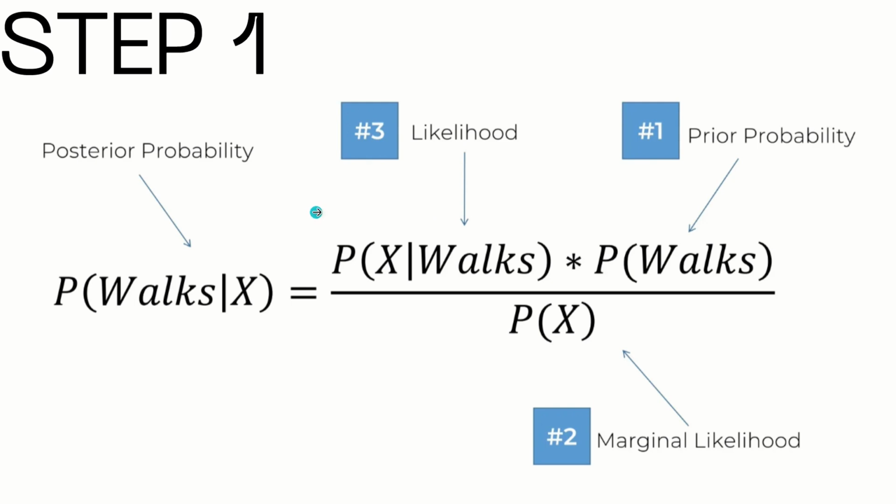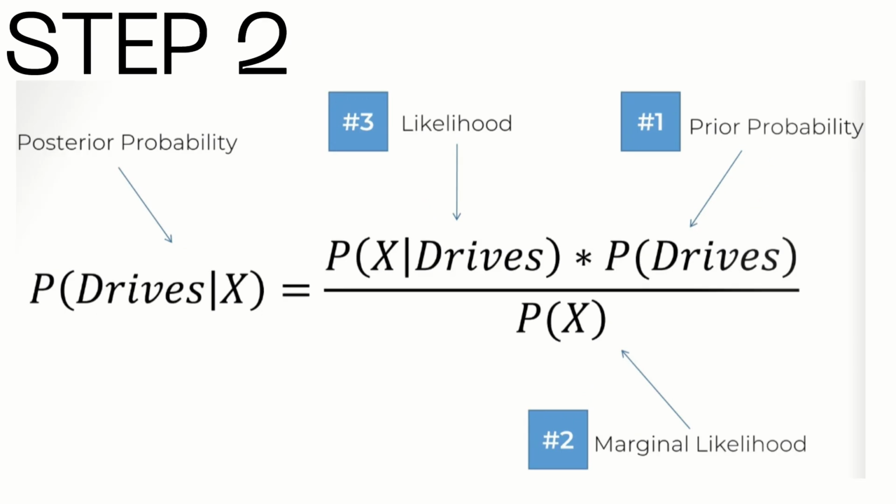I've already explained that we have to apply this Bayes theorem two times, one for walking, one for driving. This is step one. In step two, we apply the same thing for driving. In the first case, we'll be solving it for walking. In the second case, we'll be solving it for driving. And in the third case, we'll be comparing whose probability is more. If the probability of walking is more, then we place this point in the walking category. If the probability of driving is more, we place the new data point in the driving category. The formula is the same; we just replace walks with drives.